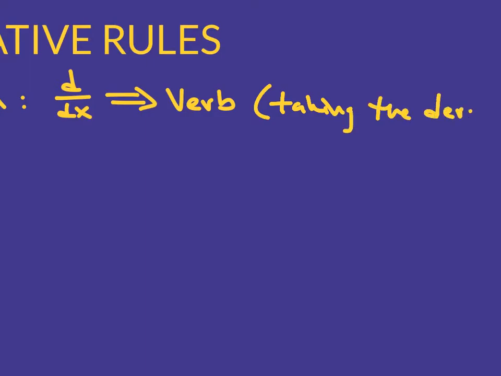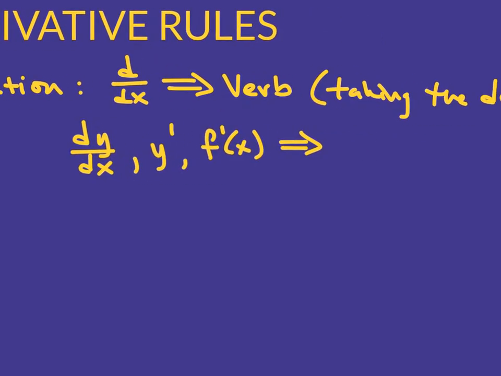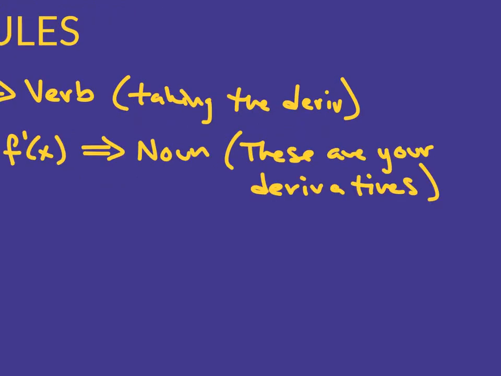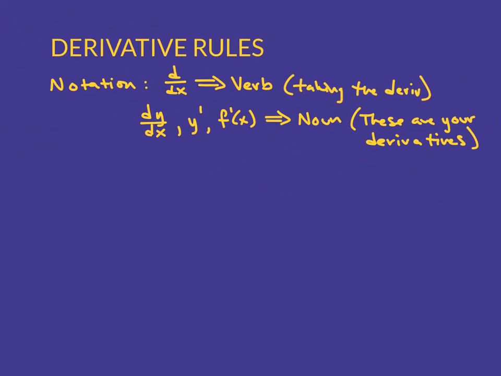And if I write dy dx or y prime or f prime of x, these are nouns, and these are your derivatives, okay? And so that's important that we know that, all right? That we can distinguish between what this is, because I'm going to use this notation a lot, d dx, to show us what we're doing when we're doing a derivative.